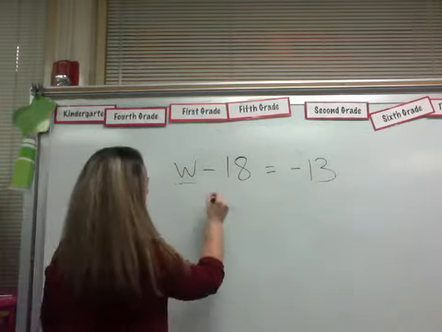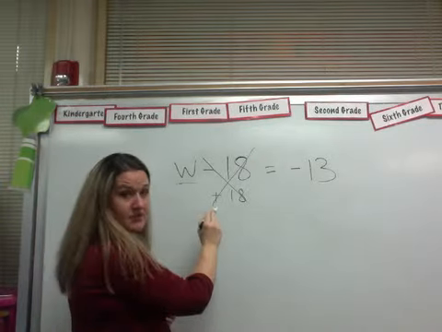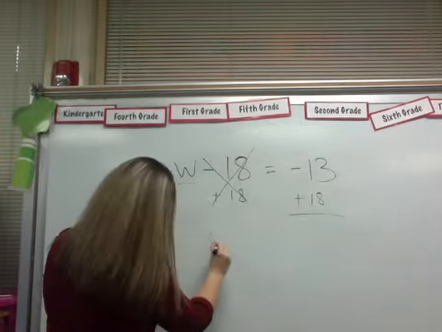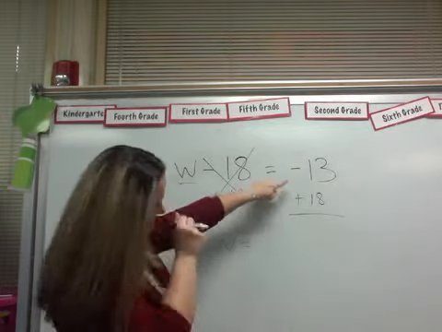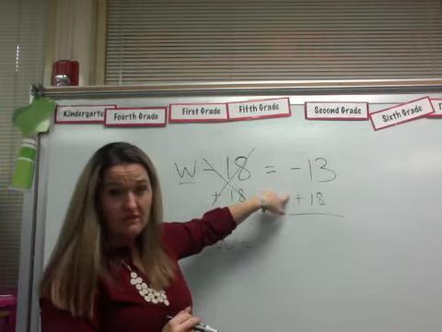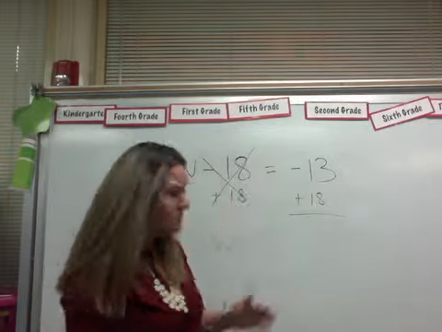Adding 18. Because I did the opposite, poof, that's gone. If I add 18 over here, I have to add 18 over here. So now my problem is negative 13 plus 18. Remember, if I'm adding a negative and a positive, what do I really end up doing? I end up subtracting those numbers.